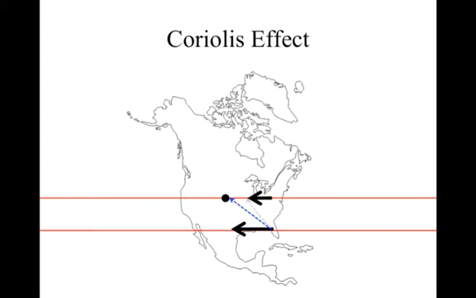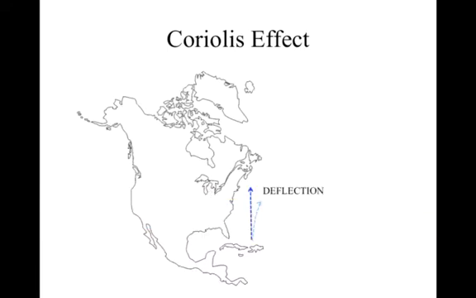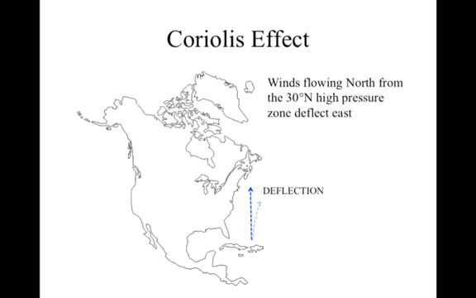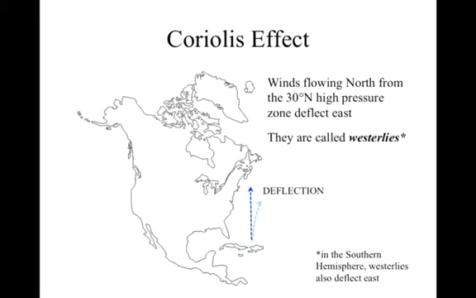And so instead of that dark blue arrow, what we actually have is the winds kind of blowing along that light blue arrow. And so that means the winds are deflecting to the east. And so winds flowing north from the 30-degree north high pressure zone actually deflect to the east. And for reasons that are completely unclear, these are called westerlies. So the prevailing winds that deflect to the east are called westerlies, and that's true in the southern hemisphere as well. Westerlies deflect east, both in the northern hemisphere and in the southern hemisphere.